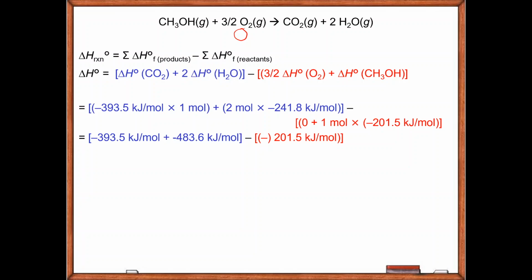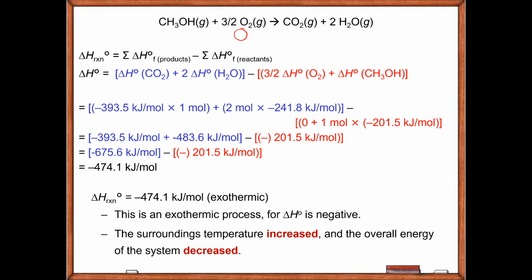So on my left-hand side, I have minus 393.5 kilojoules per mole plus minus 483.6 kilojoules per mole minus a negative 201.5 kilojoules per mole. Okay, and then just take your difference. And it turns out for this reaction, we have minus 474.1 kilojoules per mole. Okay, so this is exothermic. Since I have a negative delta H, this means it's exothermic. So the surrounding temperature increased.